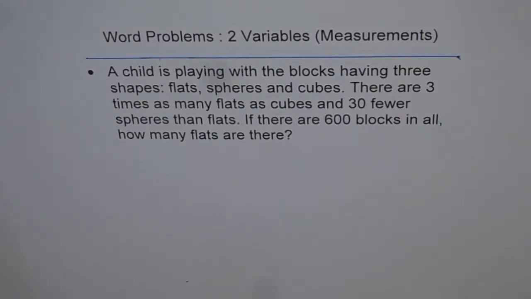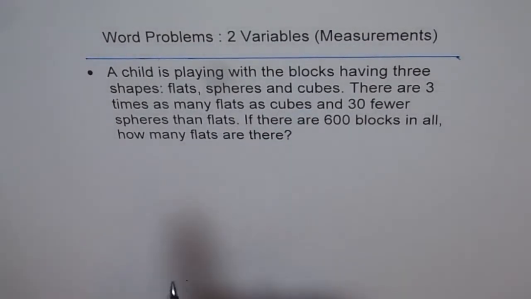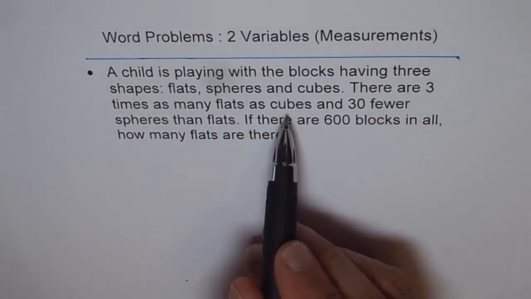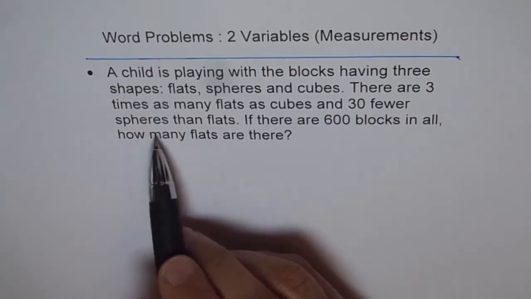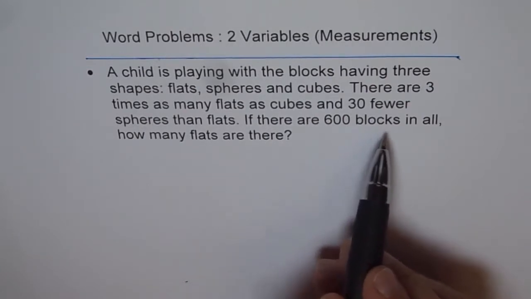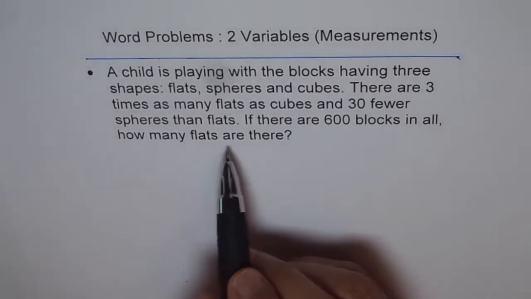A child is playing with blocks having three shapes: flats, spheres, and cubes. There are 3 times as many flats as cubes and 30 fewer spheres than flats. If there are 600 blocks in all, how many flats are there?